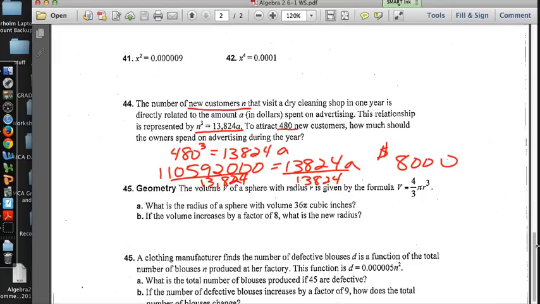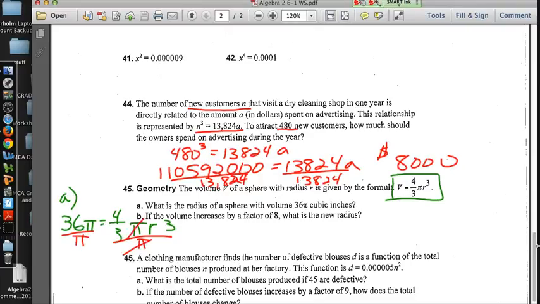Number 45, this one says the volume of a sphere, they remind you of the formula, volume equals 4/3 pi r cubed. A says, what is the radius of a sphere that has a volume of 36 pi cubic units? So I'm going to put 36 pi in for V, so that will be 4/3 pi r cubed. And the first thing I notice is there's a pi on both sides. So if I divide both sides by pi, that's going to cancel right out. So pi doesn't really affect the problem.